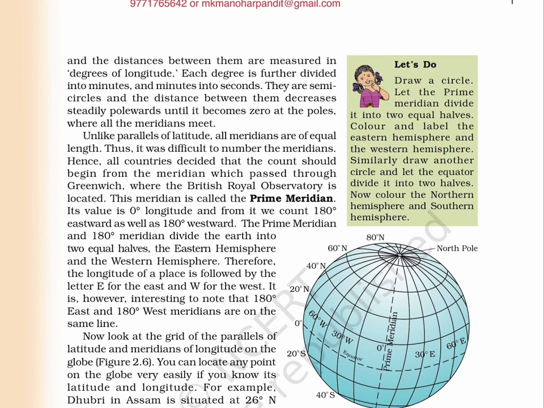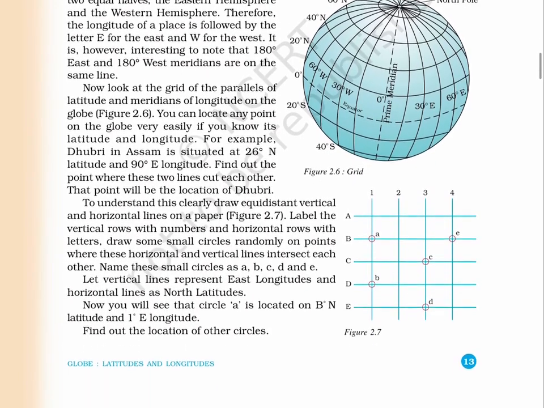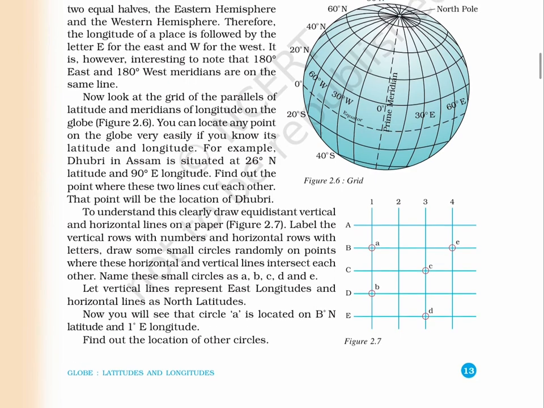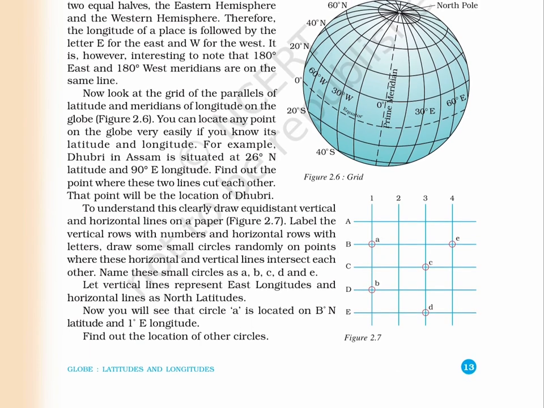Now, look at the grid of the parallels of latitude and meridians of longitude on the globe as shown in figure 2.6. You can locate any point on the globe very easily if you know its latitude and longitude. For example, Dhubri in Assam is situated at 26 degrees north latitude and 90 degrees east longitude. Find out the point where these two lines cut each other. The point will be the location of Dhubri.